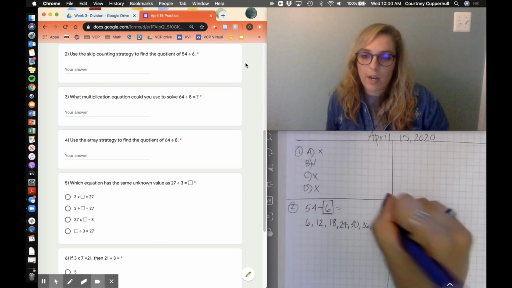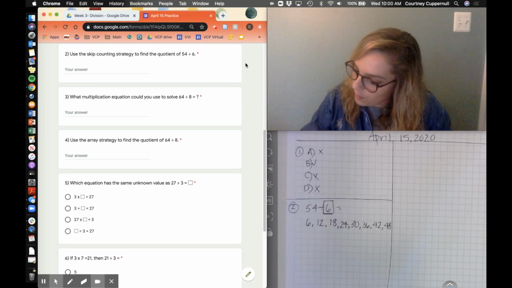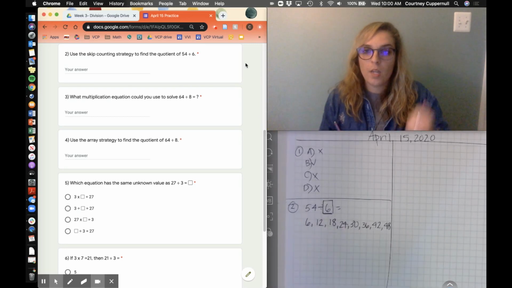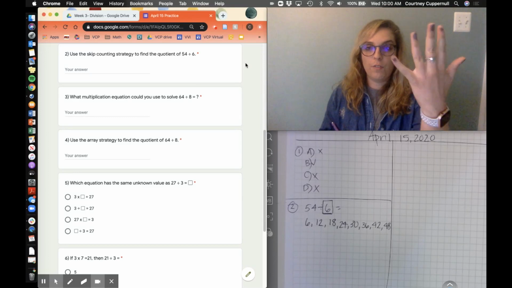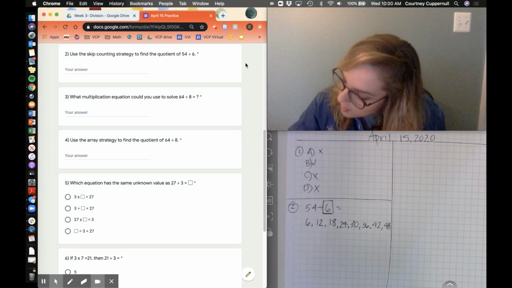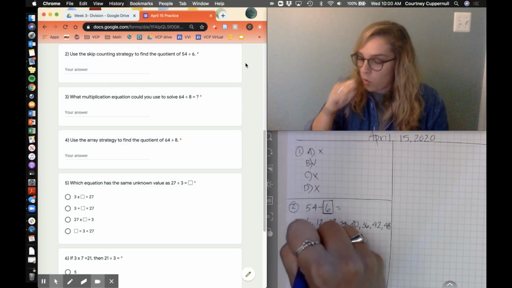Oh no, I ran out of room. Not a big deal. I'm just going to come below and finish here. 48, 49, 50, 51, 52, 53, 54. So I got to that total. I got to the 54 number that I need to land on.